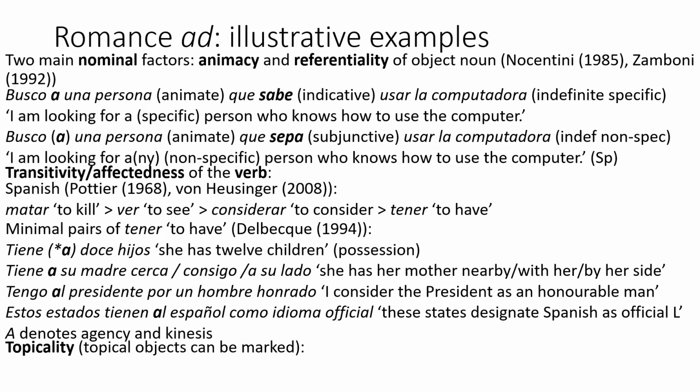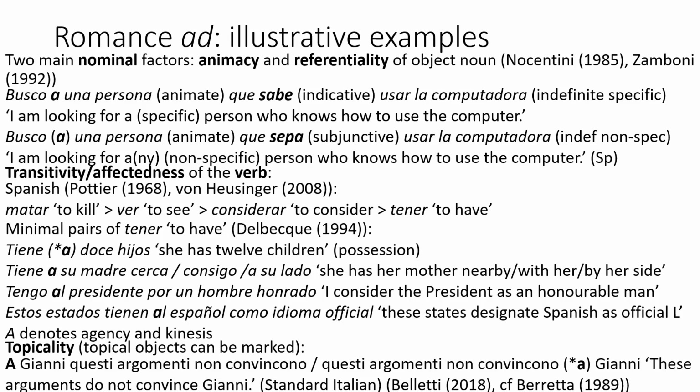Another common parameter that's been shown is topicality. Fronted, pre-posed, and topical objects can also be marked by a. So, for example, in standard Italian, where DOM is generally weak and we don't get a marking, fronted objects are marked. For example, "questi argomenti non convincono Gianni." Whereas in its canonical post-verbal position, the object is optionally marked. So topic fronting can trigger the use of a as well.